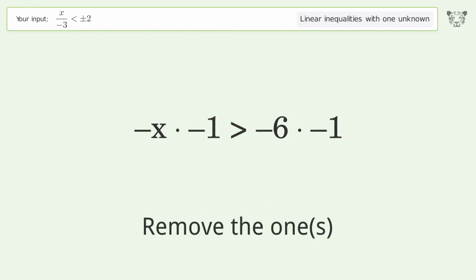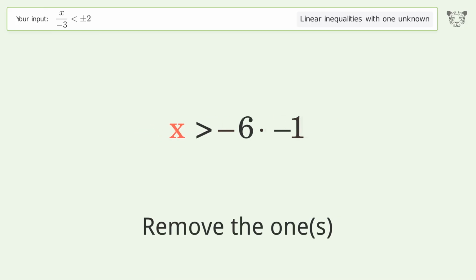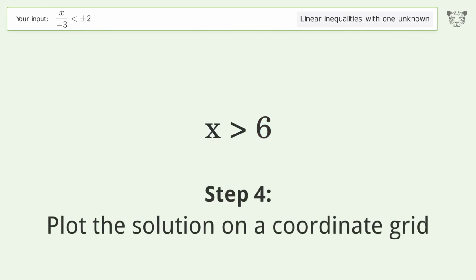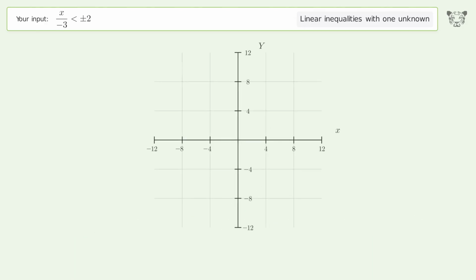Remove the ones. Simplify the arithmetic. Plot the solution on a coordinate grid. And so the final result is x greater than 6.